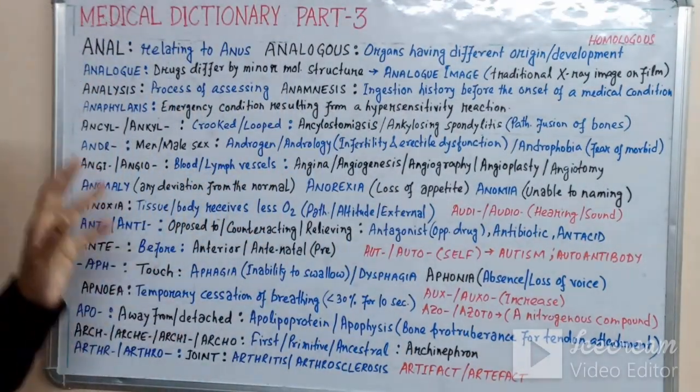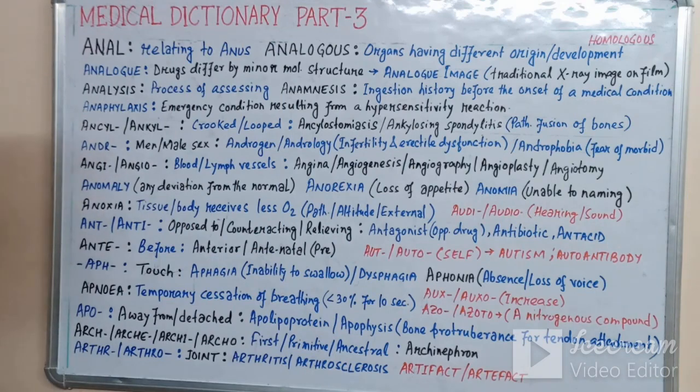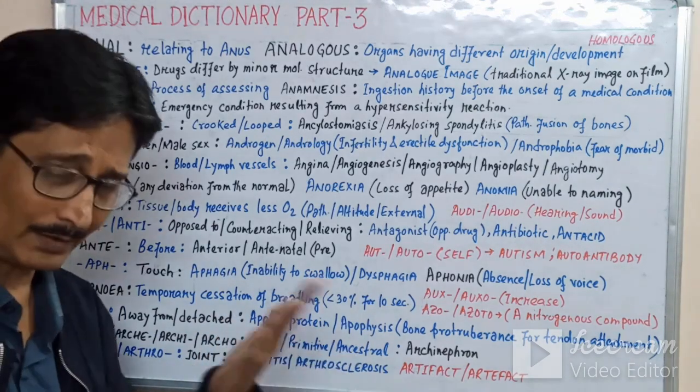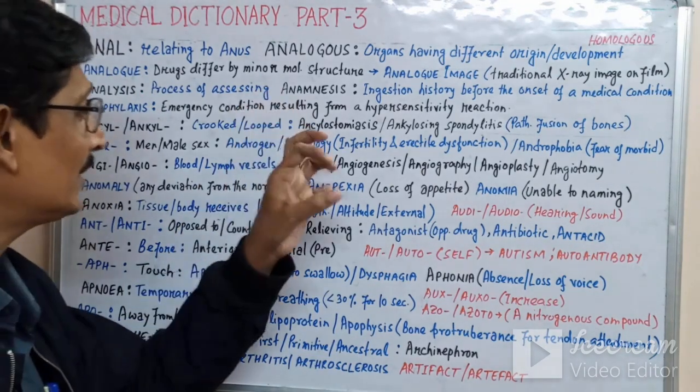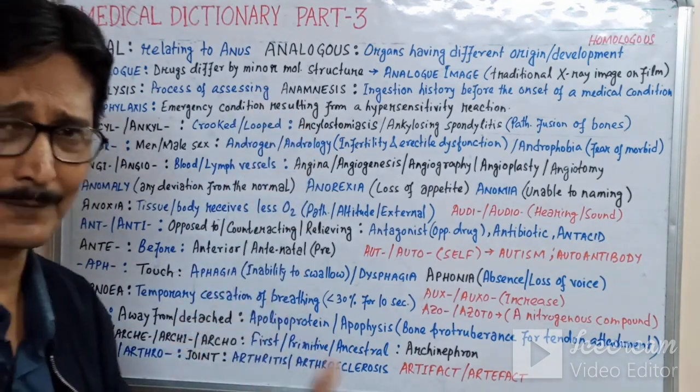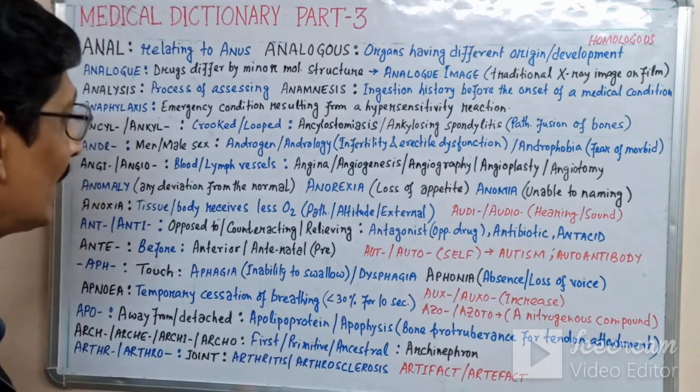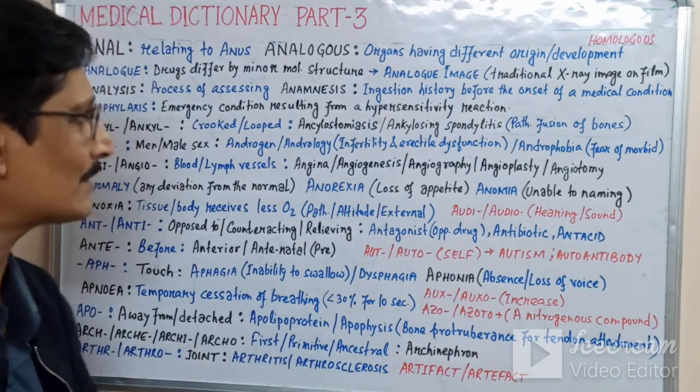That is anal. Anal is an adjective. Anus is the noun. So relating to the anus, the word is anal. We use that along with some prefixes, suffixes and combining forms. We are also discussing some words here.